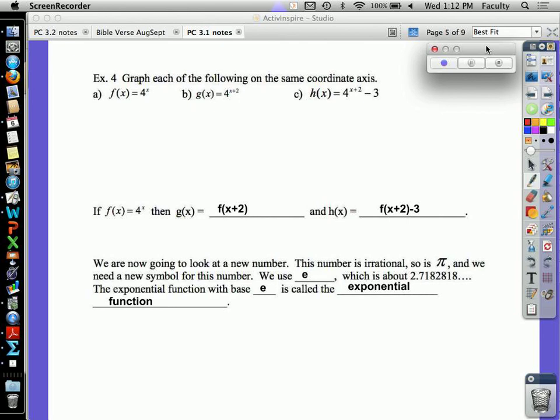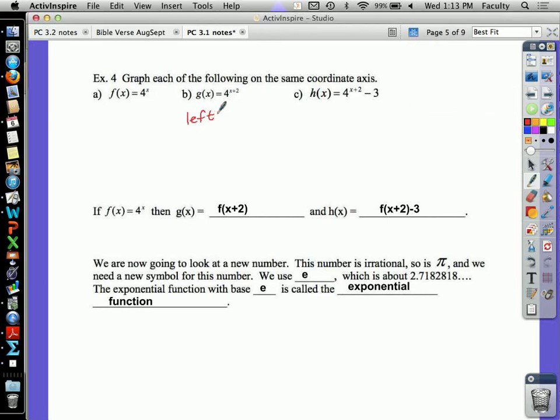Okay. All right. Day 2, 3.1 notes. In example 4, we're actually not going to do the graph because we did letter A, 4 to the x. What I want to get us to see is the transformation. If you look at letter B, g of x is 4 to the x plus 2. How does this graph shift? Left, right, up, or down? Tyler? Left 2. It's going to go left 2.